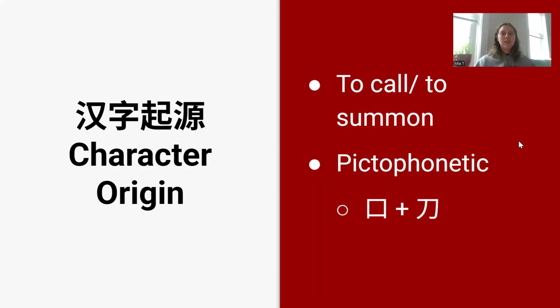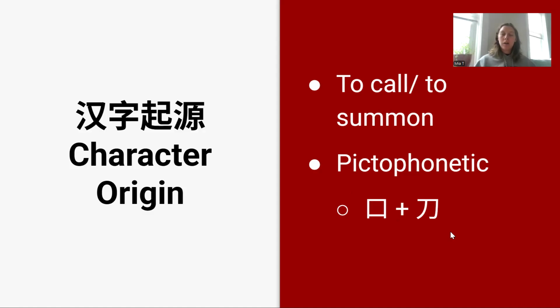So the Hanzi Qiyuan, or the character origin, starts with to call or to summon. So that was the origin of the word, but ultimately it came to mean about the same thing today. The main thing that evolved was just the character itself became more simplified. The character that we see nowadays is a pictophonetic character with the radical for mouth, the kou radical. And then also Dao, the knife radical, which adds the phonetic piece to the character.